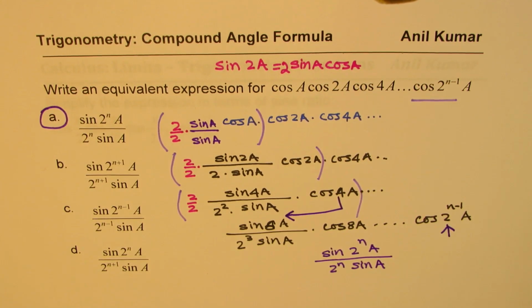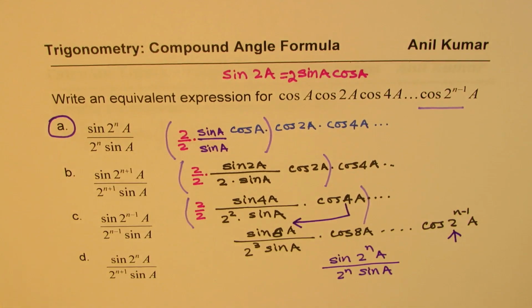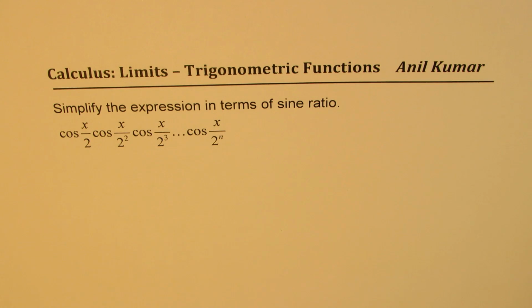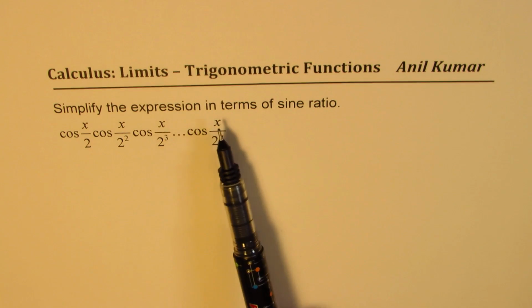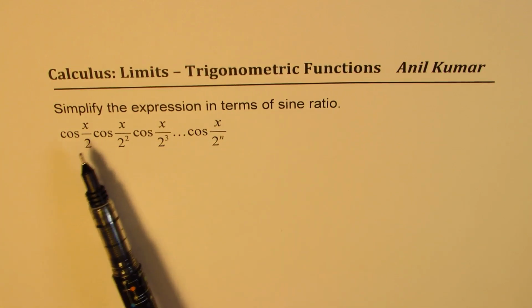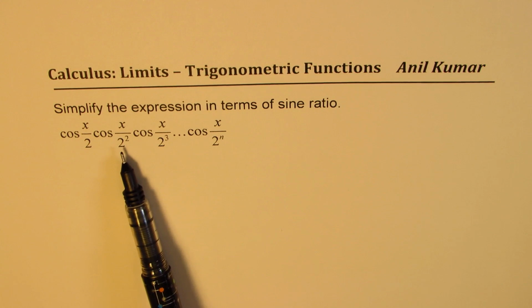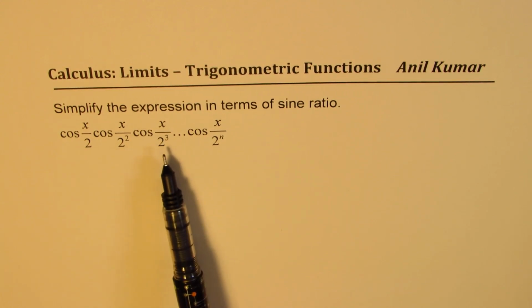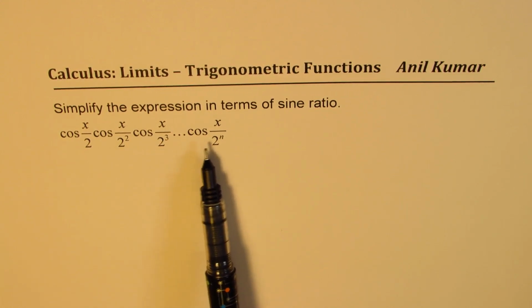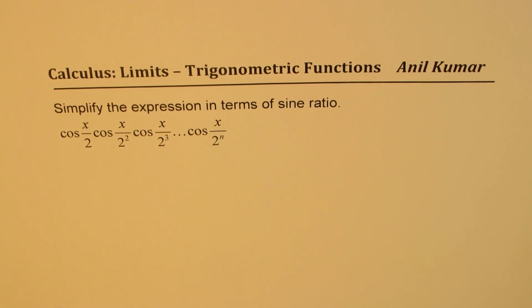I'd like you to closely look at it, then I'll give you a question which is very similar to this. So I hope you have understood the process. Now, here is a question for you. It is almost the same question, written in a different way. Simplify the expression in terms of sine ratio. Cos of x by 2 times cos of x by 2 square times cos of x by 2 cube, and so on till cos of x over 2 to the power of n. So you can now pause the video, answer the question, and then look into my suggestions.